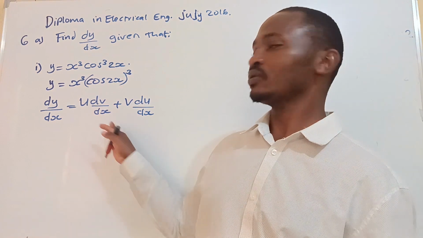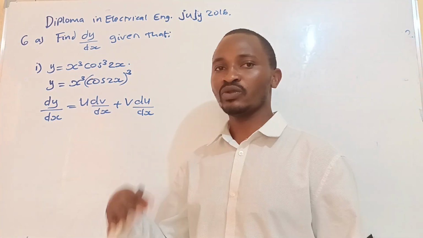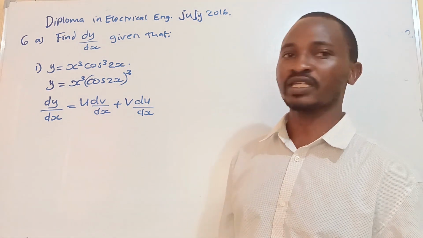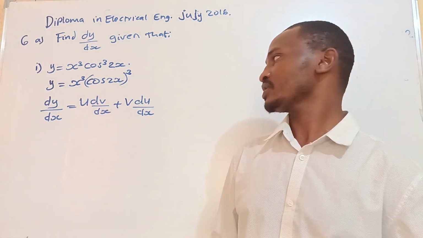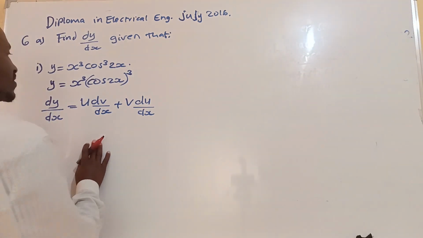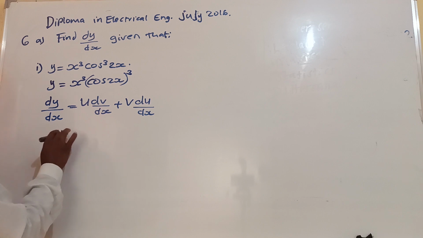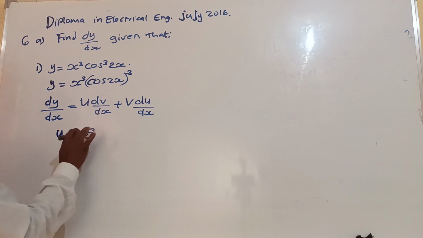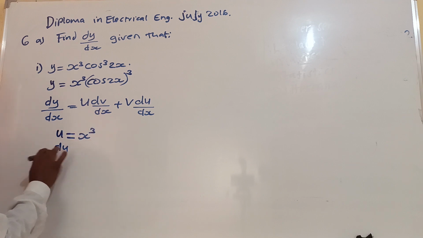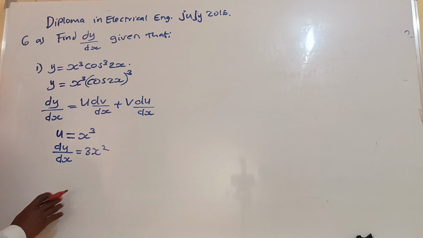Because we had already learned how to use the product rule in previous videos, I will not dwell on all the steps. I'll skip some of the steps. So if you have not checked my previous videos, it's important to check them so that we don't get confused along the way. Now what is our u? Our u is x cubed. Let us differentiate it. The derivative of u with respect to x is 3x squared. We need it somewhere later, so let us just leave it like that.